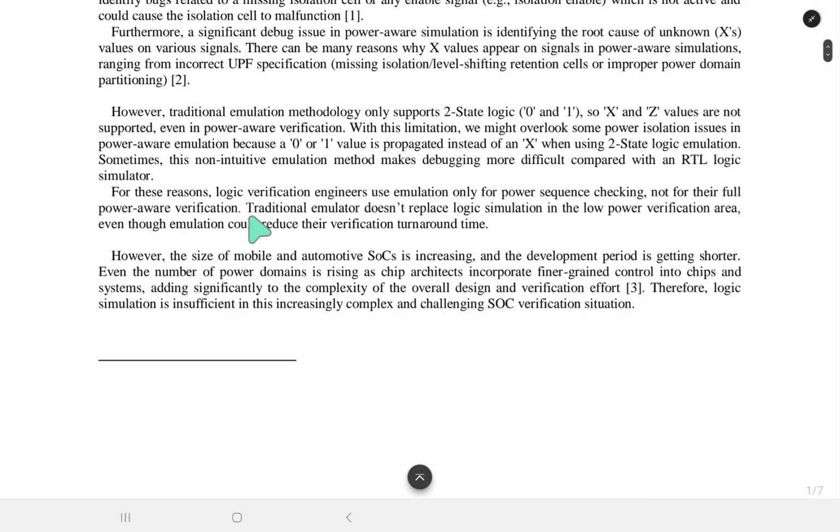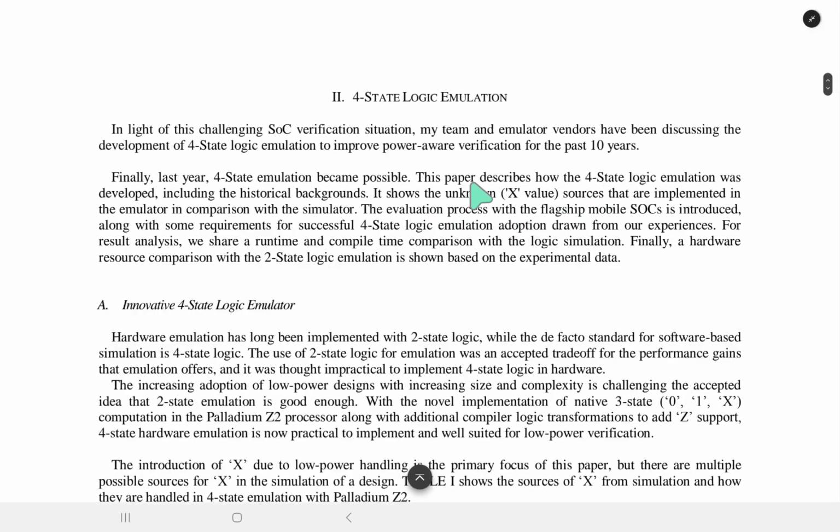However, the size of the mobile and automotive SoC is increasing. The development period is getting shorter. Even the number of power domains is rising as chip architects incorporate finer-grain power control into chips and systems, adding significantly to the complexity of the overall design and verification effort. Therefore, logic simulation is insufficient in this increasingly complex and challenging SoC verification situation.